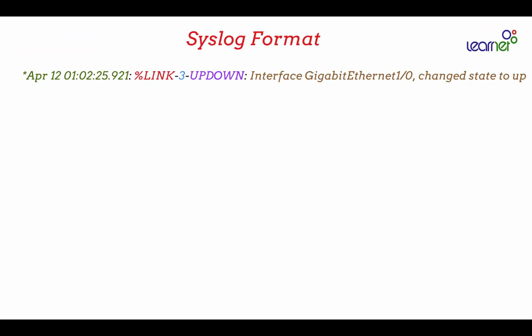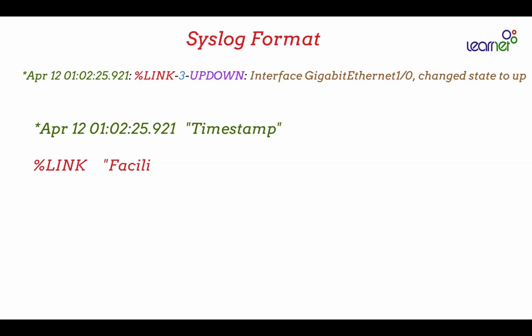This is a typical Syslog message, and as a CCNA, you need to know how to interpret this message. I highlighted different parts of this message so you can identify them easier. The first part is the timestamp and shows when the event actually happened. The next part is called facility, which shows which component of the system the event is related to, like link, line protocol, SNMP, SSH, sys, etc.